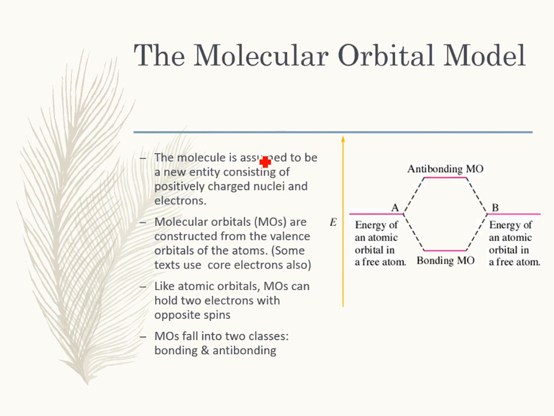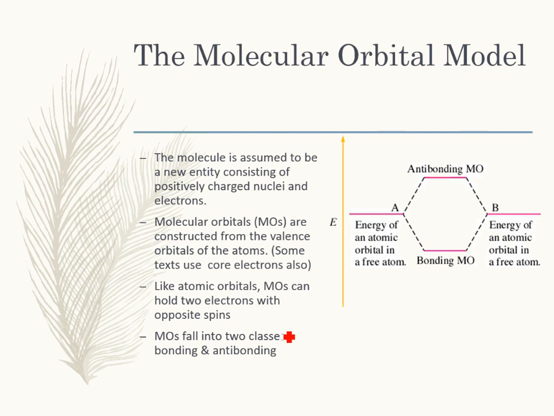In the molecular orbital model, the molecule is assuming a new entity consisting of positively charged nuclei and electrons, and they're going to form an entirely new relationship based on attraction and repulsion. MOs, or molecular orbitals, are constructed from valence electrons and atoms, and if you go digging, you might find some texts that show core electrons can participate in MOs as well. But keeping it simple, just like atomic orbitals that we're used to, MOs can hold 2 electrons with opposite spins, so those old rules still have root.